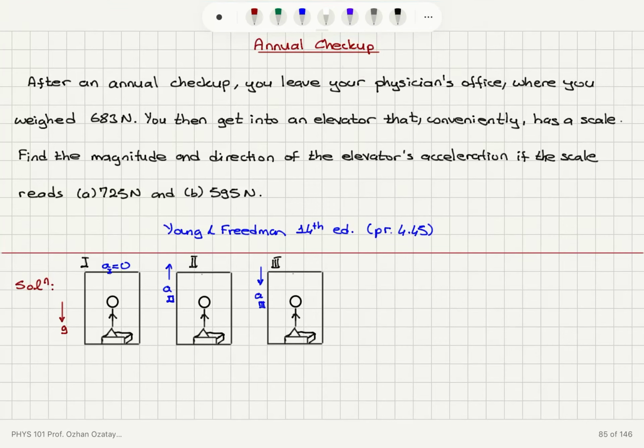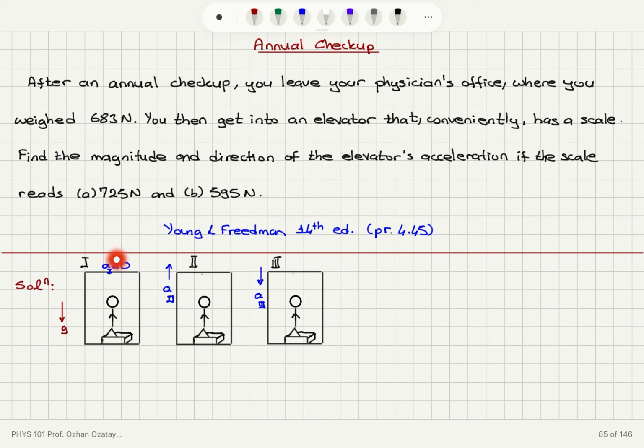Annual checkup. After an annual checkup, you leave your physician's office where you weighed 683 newtons. You then get into an elevator that conveniently has a scale. Find the magnitude and direction of the elevator's acceleration if the scale reads in part A 725 newtons and in part B 595 newtons.